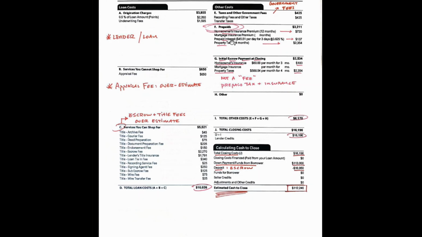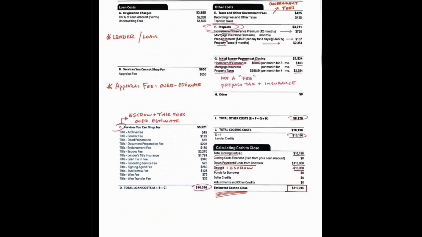We have prepaid interest at $45 a day for 3 days. This is just a function of when in the month you close. If you close, for example, on March 20th, then you'll have 11 days of prepaid interest throughout the remainder of March. Then the billing cycle will start April 1, and the first payment won't be due until May 1st.